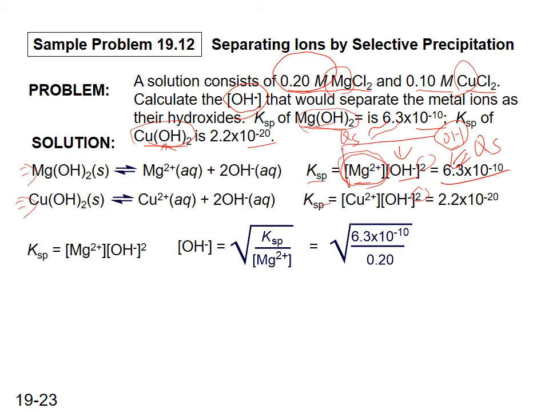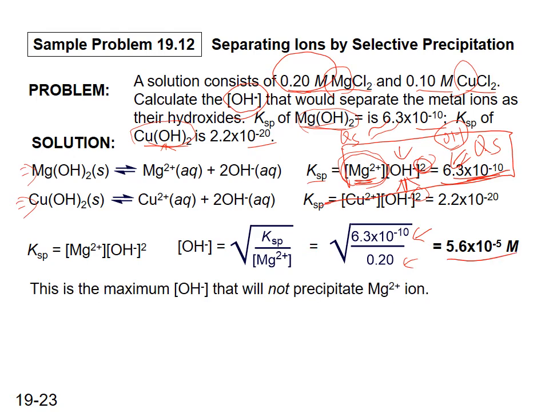From this equation you can see hydroxide squared equals KSP divided by magnesium, and because you have a square, you need to take the square root of it. So that's KSP, that's the magnesium concentration, and it gives you the hydroxide concentration. This is the maximum concentration you can add, because if you add a little bit more than this, then magnesium will precipitate also. So both ions will be precipitated, and you cannot separate them.